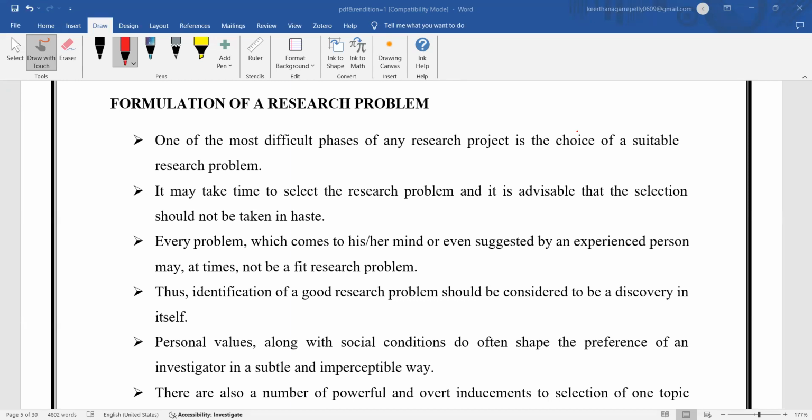One of the most difficult phases of any research project is the choice of a suitable problem. So how do you choose a research problem? That is a very, very important step, the first step in getting into any research. It may take time to select the research problem, and it is advisable that the selection should not be made in haste. Haste is nothing but very quick decisions. While selecting the research problem, you should not be in a hurry.